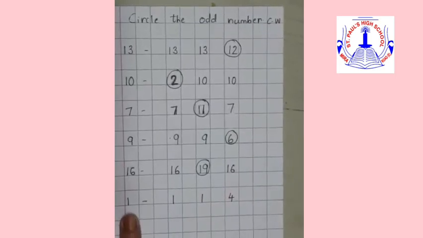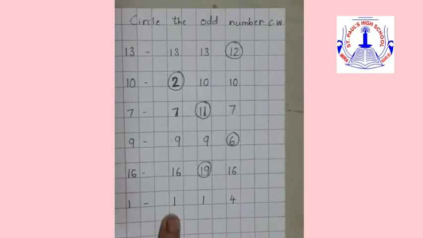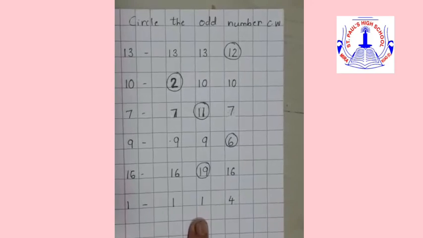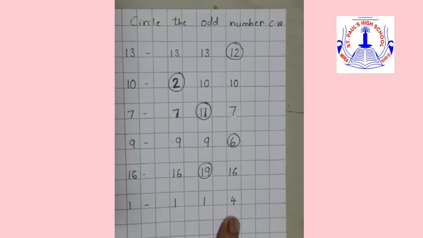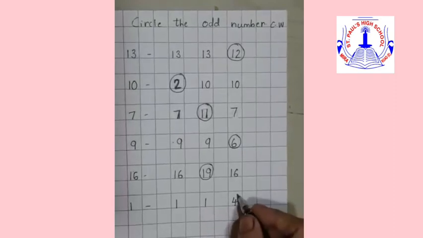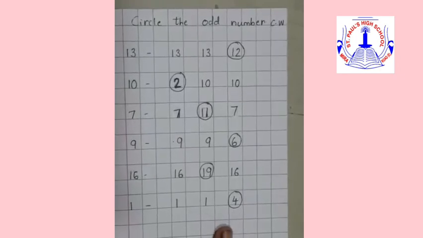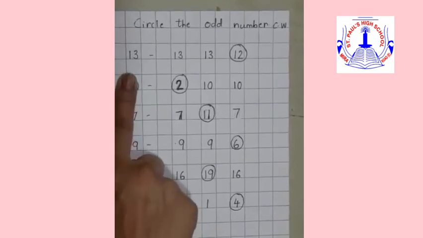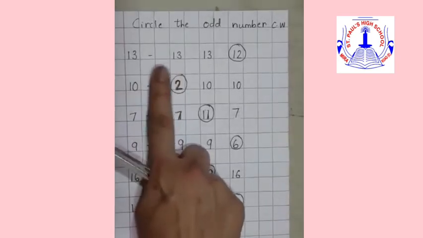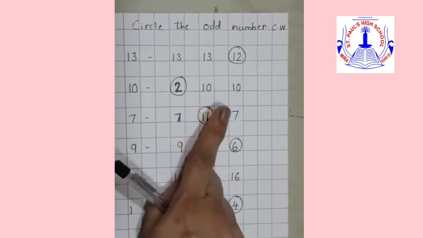Now, which number is this? Number 1. So is this number 1? Yes. Is this number 1? Yes. Is this number 1? No. So what are we going to do? Circle. So children, what is this? Circle the odd number. Here the numbers are given, and if that number is not there, that number we have to circle.